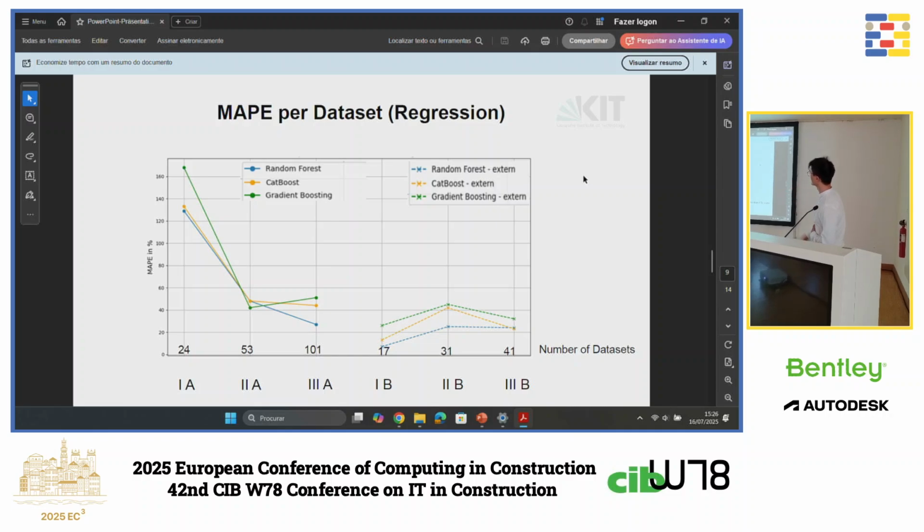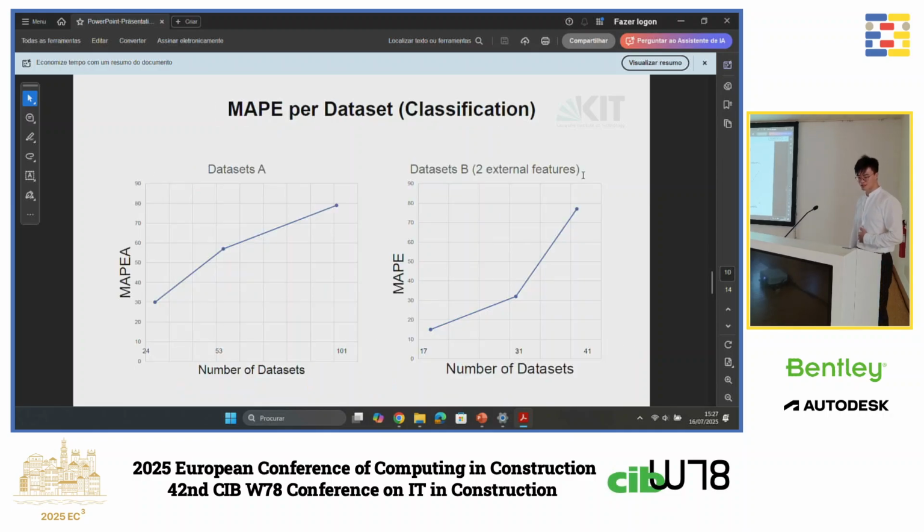We realized that for group A, the results did improve when we increased the number of data sites. But group B is not that reasonable: even when we increase the number of data sites, the precision decreases. And for classification, it went even wilder. The errors just increased in both groups.